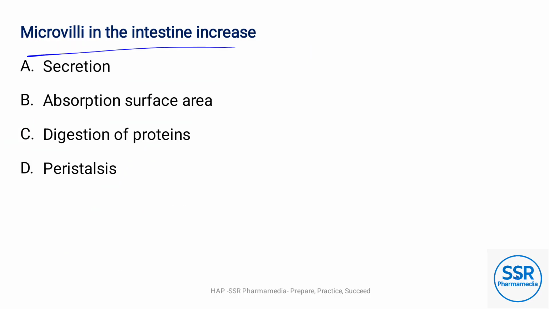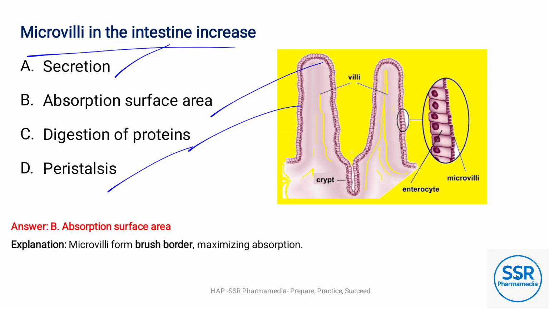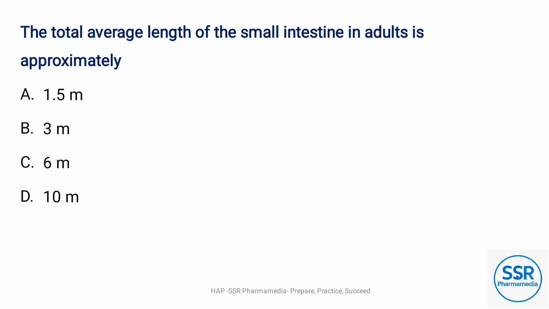Microvilli in the intestine increases: option A, secretions; option B, absorption surface area; option C, digestion of protein; option D, peristalsis. So the answer is option B, absorption surface area. So microvilli form the brush border, maximizing the absorption surface area.